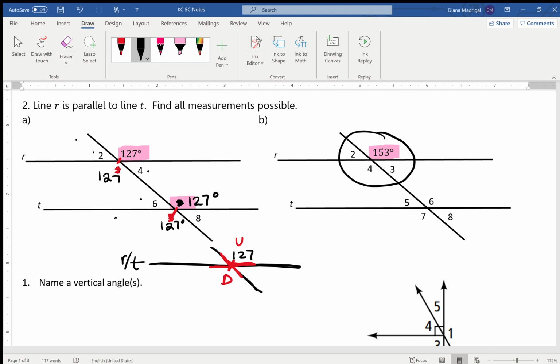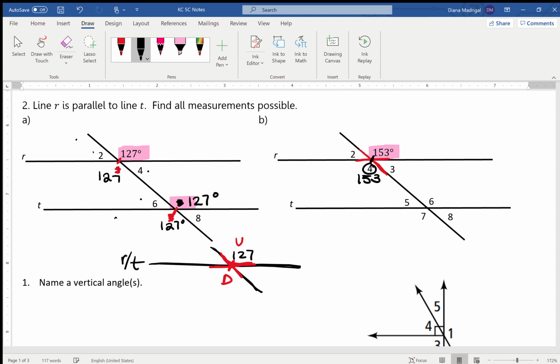All right, we're not using corresponding angles just yet. Corresponding angles, you only use when you match it to the other circle, but we're not doing that. I told you just focus on the first one. So we're going to use vertical angles. Vertical angles means that they're across from each other. So 153 is across from 4, which means that 4 is also 153.